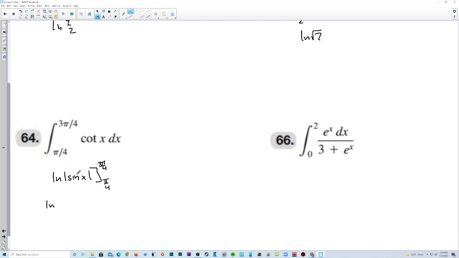So we have the natural log. Well, the sine of 3 pi over 4 is negative square root of 2 over 2, but then we have the absolute value. Minus natural log of sine of pi over 4, which is square root of 2 over 2. So the final answer is 0.